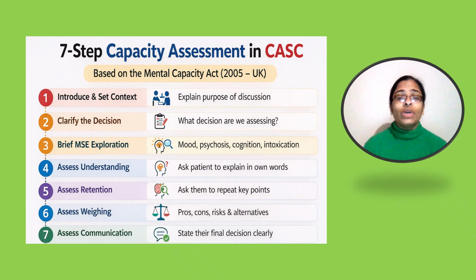Step 5 is to assess retention, wherein you are going to ask them to repeat key points about the treatment which is being discussed. Step 6 is to assess whether they can weigh up the information, whether they can weigh the pros and the cons, whether they can consider the alternatives to the treatment as well. And step 7 is to assess whether they can communicate their final decision clearly.